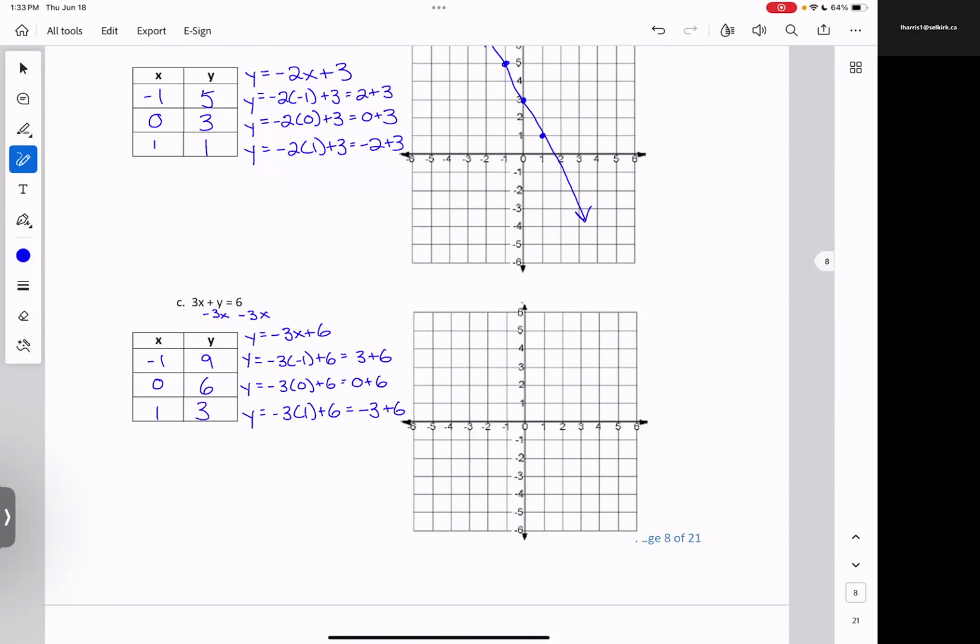Okay, so let's plot those. So when x is negative 1, y is 9. Uh-oh, I didn't pick a very good value there. It's off the graph somewhere up here. When x is 0, y is 6. And when x is 1, y is 3.